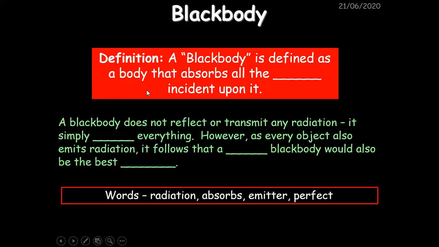Emitting is a different thing. Transmission is going through. Reflecting is going on and bouncing off. Emission is different, and we'll talk about that. However, as every object also emits radiation, it follows that a perfect black body would also be the best emitter.